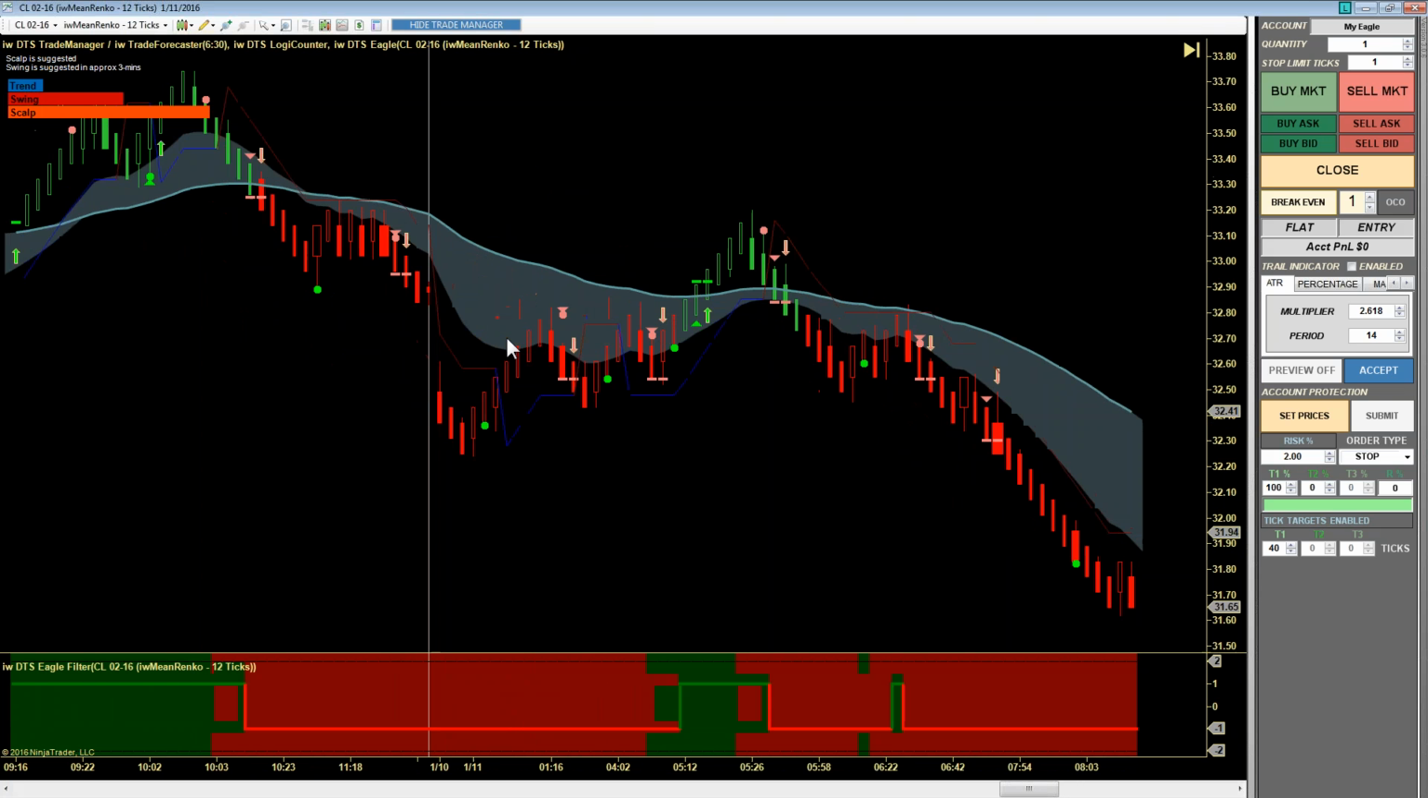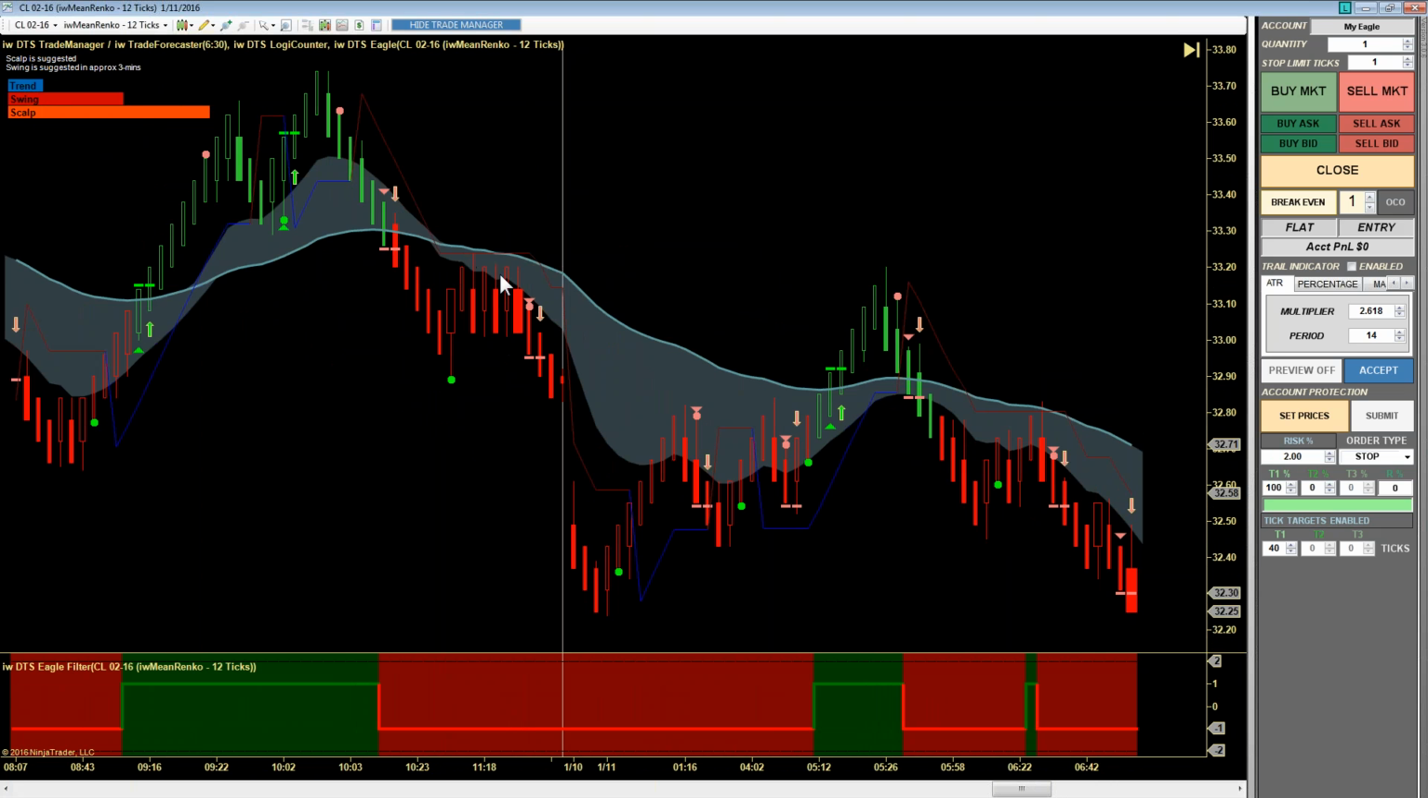Another high probability signal on the Eagle is the trend change signal. Simply put, it happens when the cloud crosses over and becomes more bearish, and it's the first signal that prints where everything is in sync. So you've got red bars, a bearish band, a red signal, and a red filter. You're usually in pretty good shape to sell.